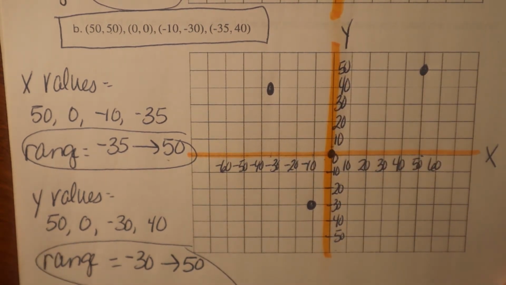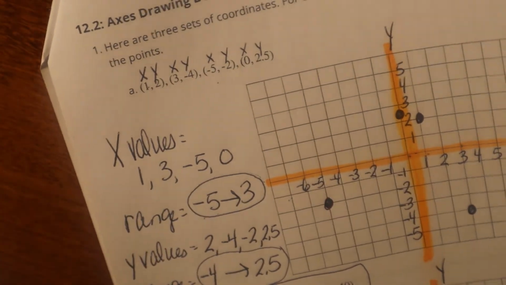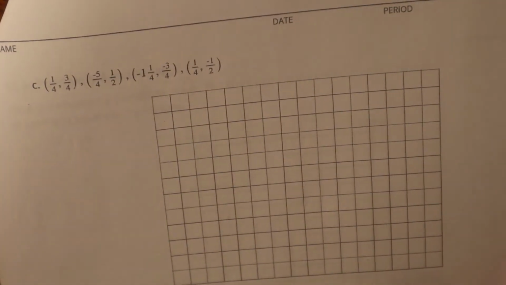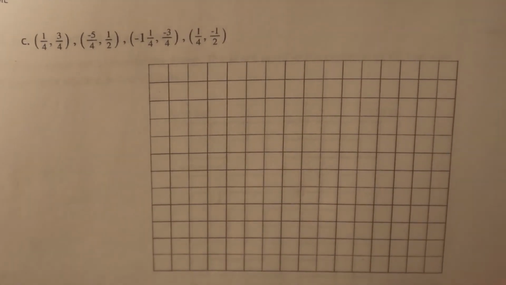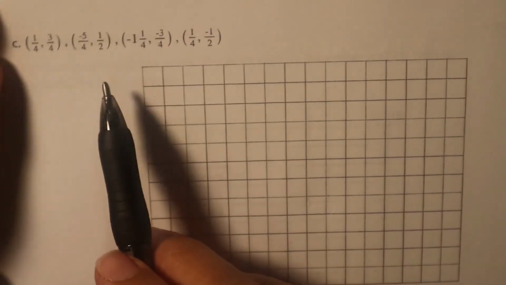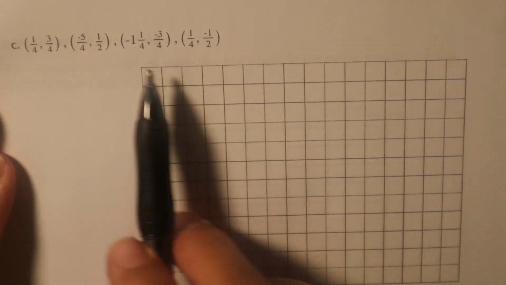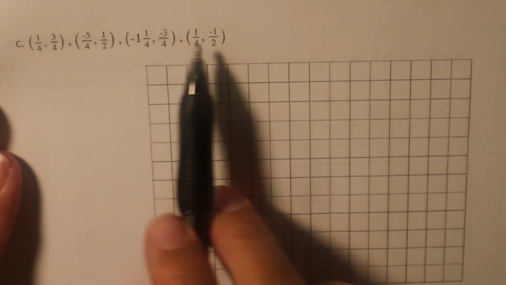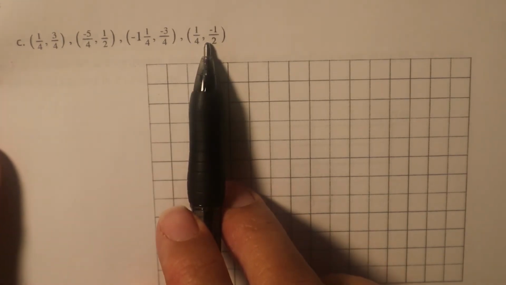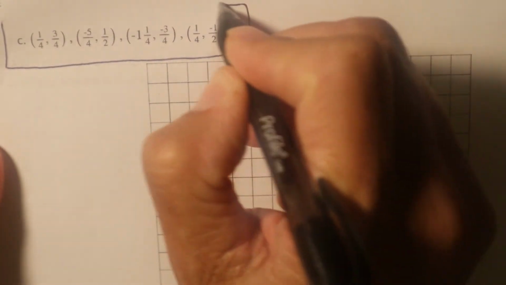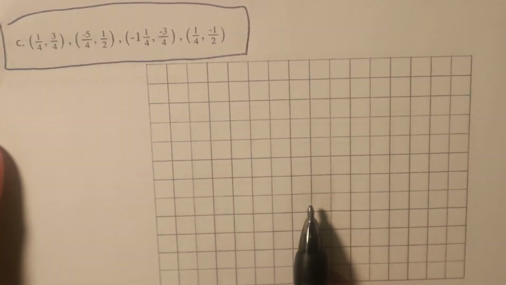Okay. Now let's do one more. Okay, this one, if you noticed, we've got fractions, we've got a mixed number, we've got some positive numbers and negative numbers. So these are the ordered pairs we're working with, and we have to plot them on this grid.